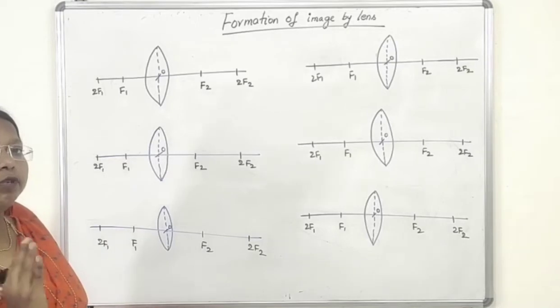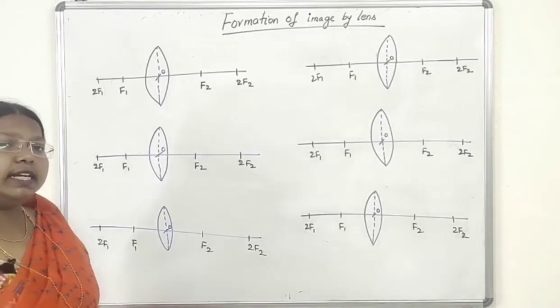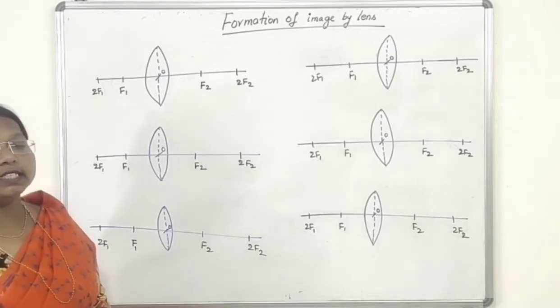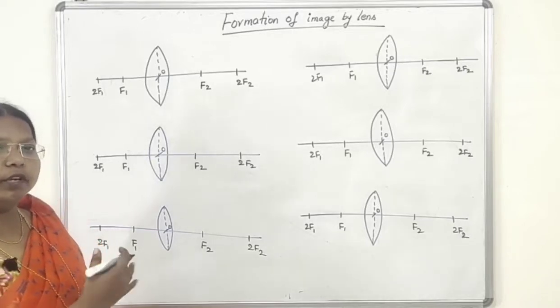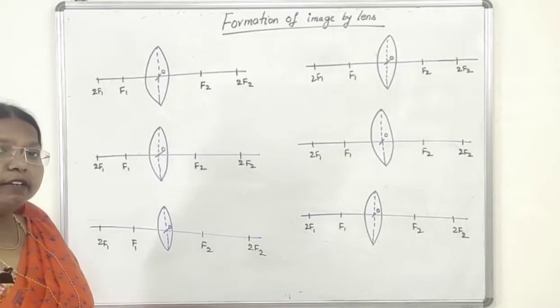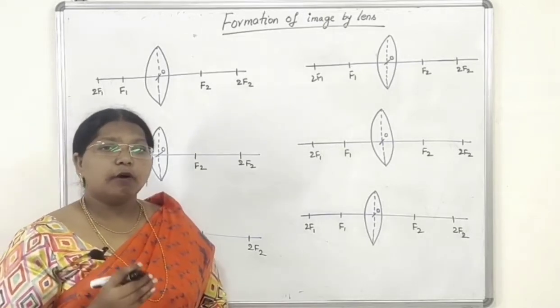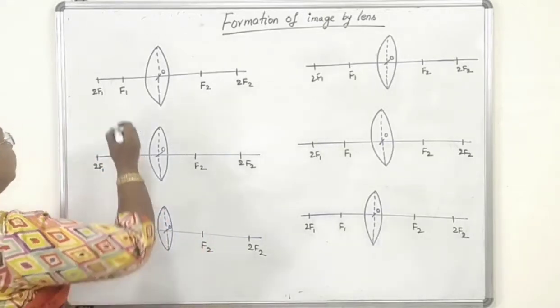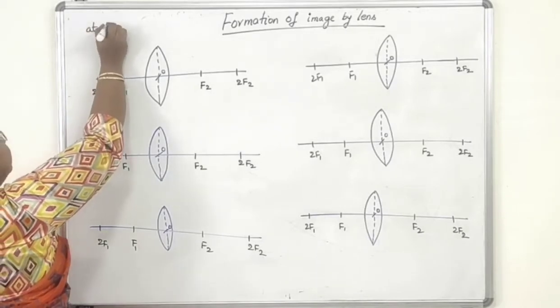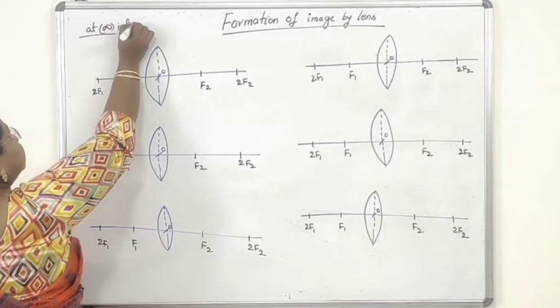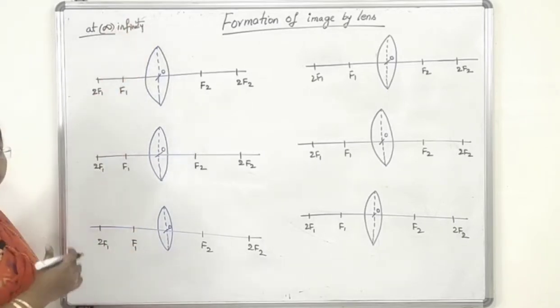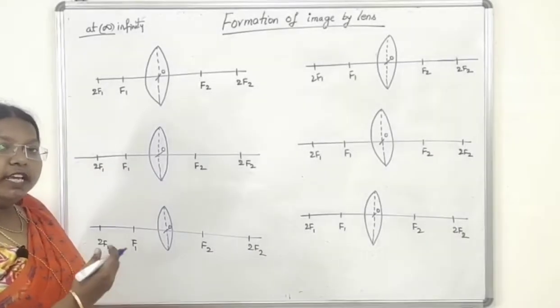First we will see the different positions. Suppose the object is at infinity. The first case, object is at infinity. We can't go near infinity and draw the object, so we will not show objects at infinity. So first case, object is at infinity. We finish the infinity case.